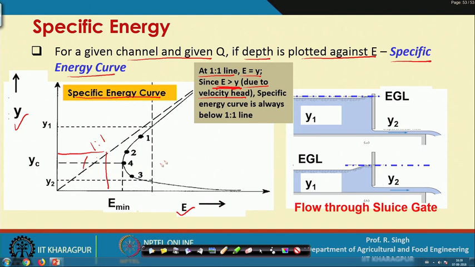That simply means that the specific energy curve will always be below the 1:1 line, because on the x axis E will always be greater than y. So, that is why it will always lie below this 1:1 line. This is a very important point you should always remember, because you should never make the mistake of drawing a specific energy curve over this 1:1 line if somebody asks you to draw it. So, this is one important fact about the specific energy curve.